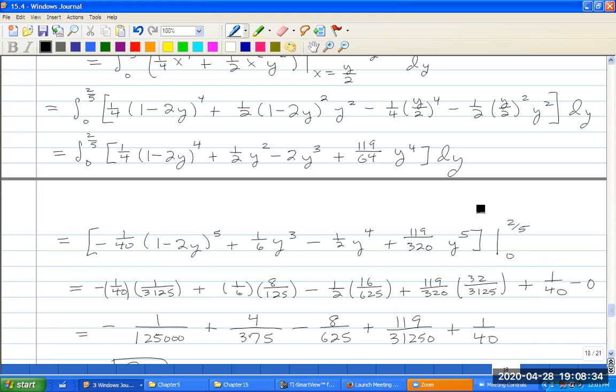So let's plug in 2/5. 1 minus 4/5 is 1/5. 5 to the 5th is 3125. 5 cubed is 125. 2 cubed is 8. 2 to the 4th is 16. 5 to the 4th is 625. 2 to the 5th is 32. 5 to the 5th is 3125. Plug in 0. Well, this will give you minus a negative 1 over 40. So plus 1 over 40 times 1 to the 5th. And all these other ones are 0.